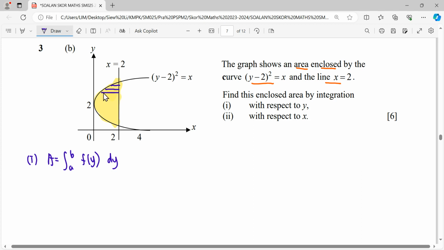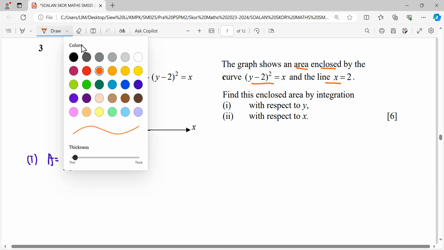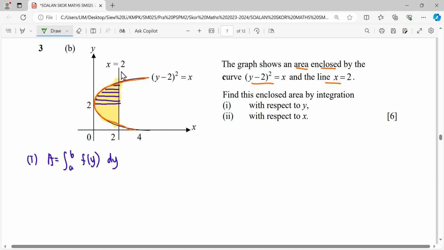So we can notice that we have two curves, where this is our first curve in orange color, and then this is our line x = 2. When we're doing it horizontally with dy, we can notice that it always goes from the curve on the right-hand side, the green color, to the left-hand side, the orange color. So our formula here should have the two-curve concept, which is f(y) − g(y).